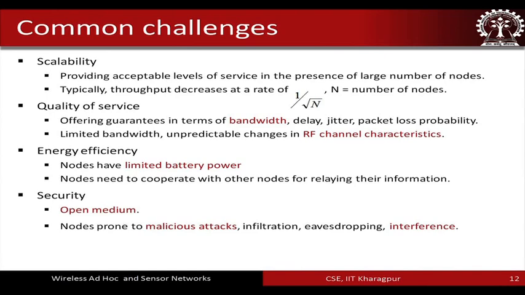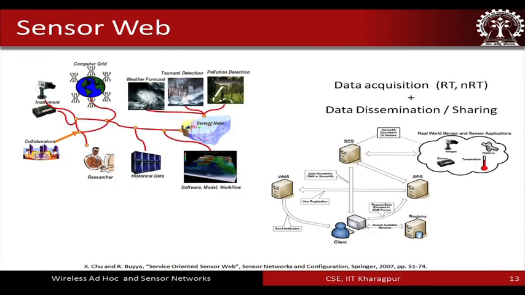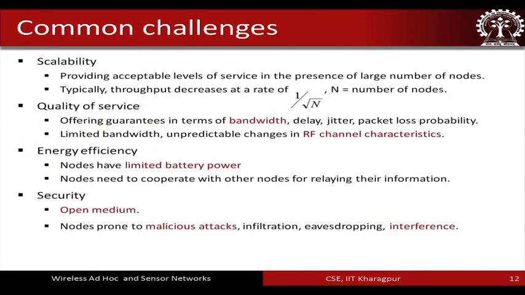For instance, scalability means that if you are increasing the number of nodes in the network, how does the throughput perform? It has been typically shown that in a network, if n represents the number of nodes, then the throughput decreases at the rate of 1 over square root of n. So, this is a very serious thing, because from 2 nodes to 4 nodes, for instance, if you increase n, the throughput goes down quite drastically. But at the same time, we need to have a large number of nodes deployed in a sensor network. So, how do we handle this?